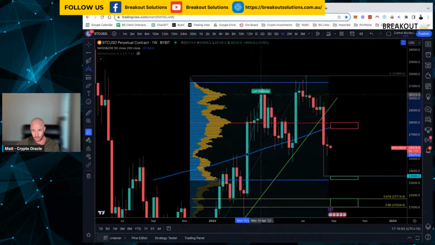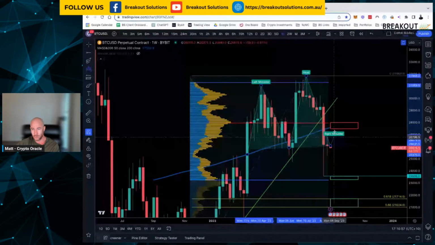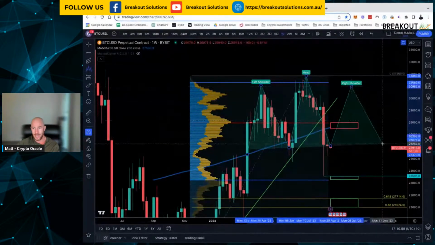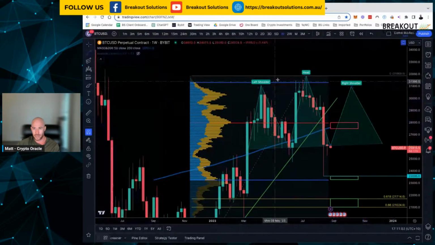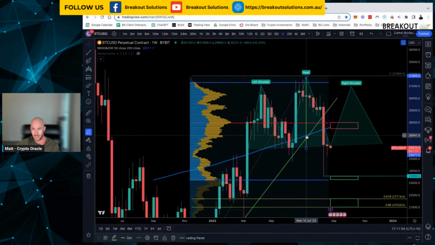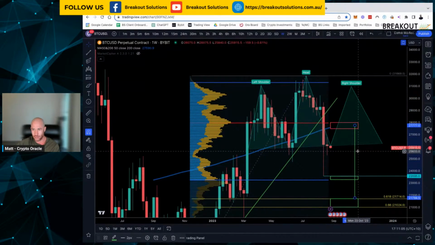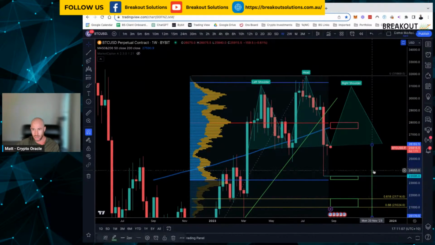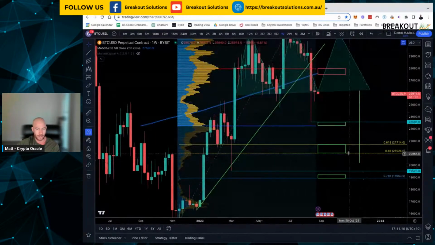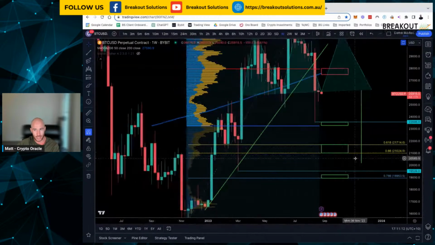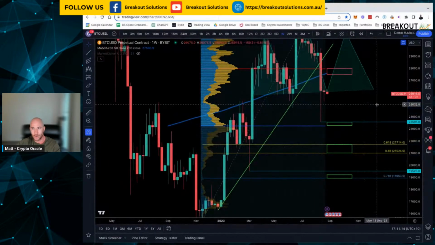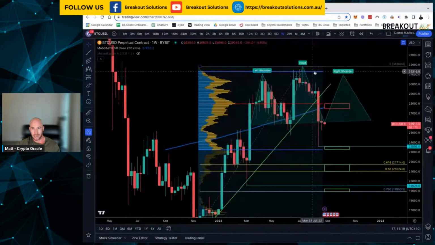Okay, we've got the left shoulder, boom. We've got the head, like so. We would create a right shoulder, boom. And then the target for this is measuring from the head to the neckline, bring it to the point of breakdown. And you can see that it revisits close to the zones that we're looking at, more so the golden pocket.